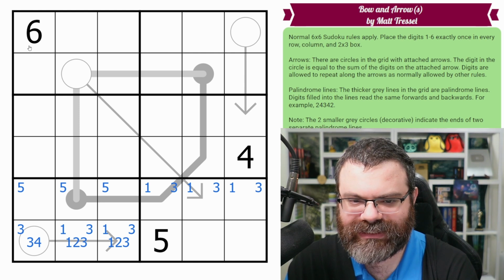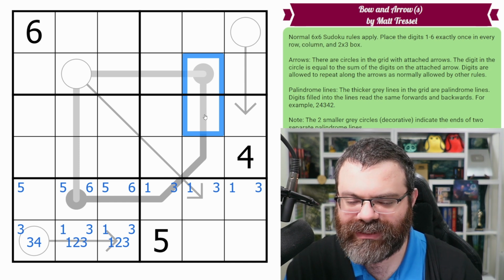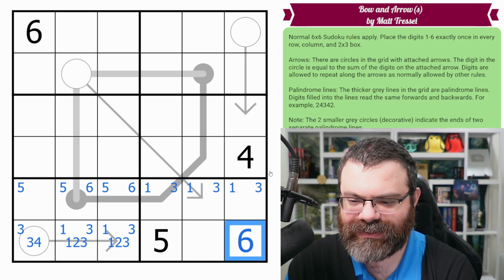Okay, 6 is now forced to be on this palindrome line here, which then puts a 6 in one of these two. So if you think about it, if 6 is in one of these two, it's not down here, and these 6s tell us it's not here. So the 6 gets placed.